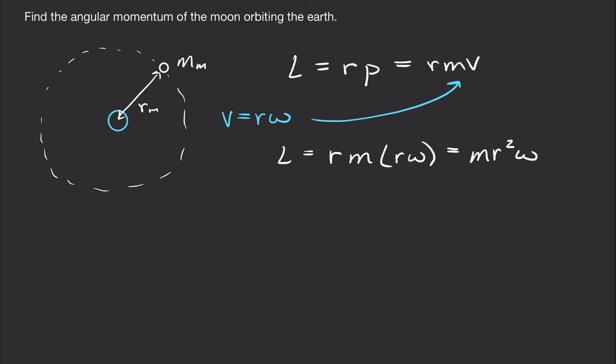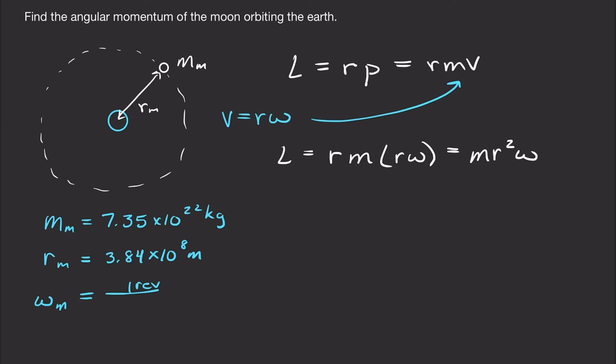And then we could look up the mass of the moon. It's 7.35 times 10 to the 22 kilograms. The distance from the moon to the Earth is roughly 3.84 times 10 to the 8th meters. And the angular velocity of the moon, well, it makes one revolution every 27.3 days. You may know that it does it roughly every 27, 28 days, or you could look this up, and we want to get this in radians per second.